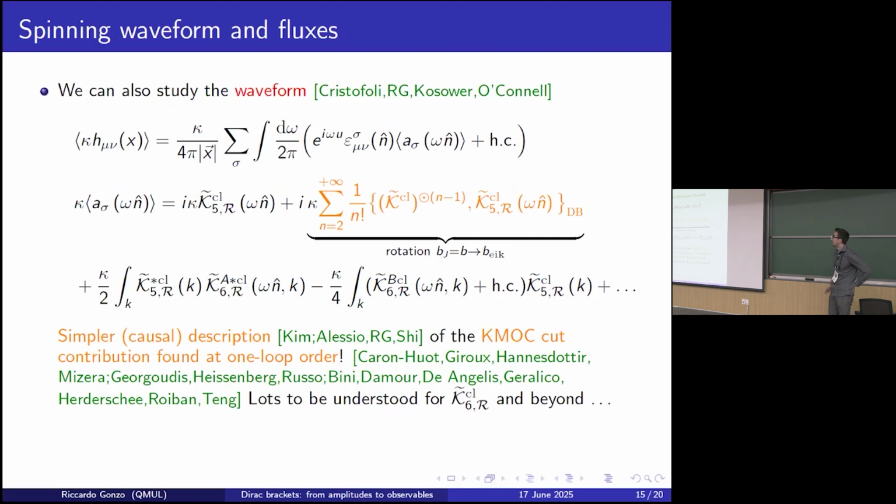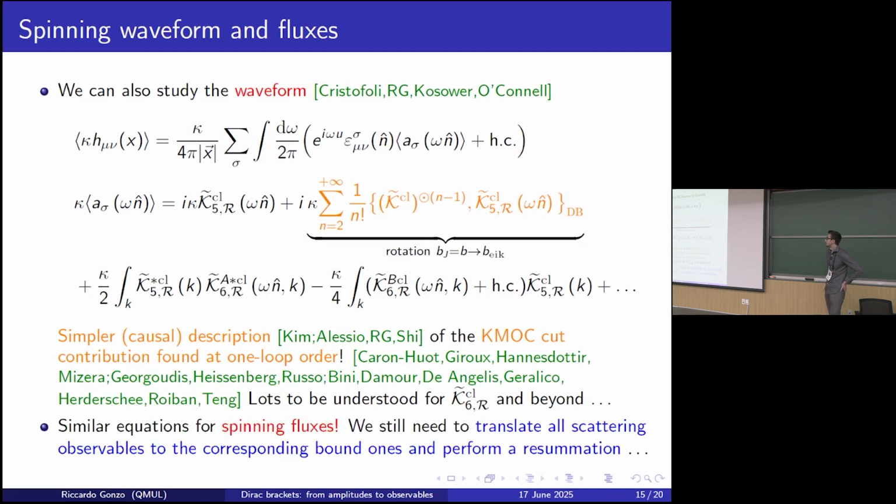You can also do the waveform. Lots of experts here. It's also been done by Jung Wook, I may mention that. Here you find some correction, the 5 point, some commutator between the 4 point and 5 point. And I think this is an easier way to understand the cut term that gave a lot of trouble in the one-loop waveform. This exactly reproduces that cut term, and it reproduces a rotation that goes from B to B eikonal, essentially. And of course, you also get 6 point connected with 5 point that needs to be studied at 2 loops. In particular, it's a very important calculation. So this needs to be understood. Similar equation for fluxes.